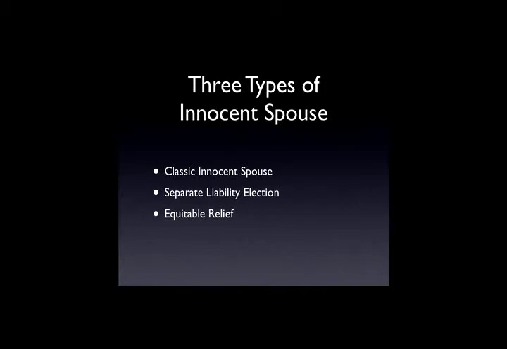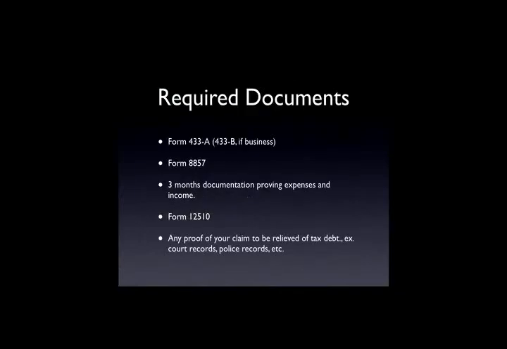The third type of innocent spouse is called equitable relief. That means that even though you don't qualify for one of the first two types of innocent spouse relief, it's unfair to hold you responsible, or it would create an economic hardship to force you to pay. That essentially means you don't have the means to repay the liability, and that's a key factor in equitable relief.